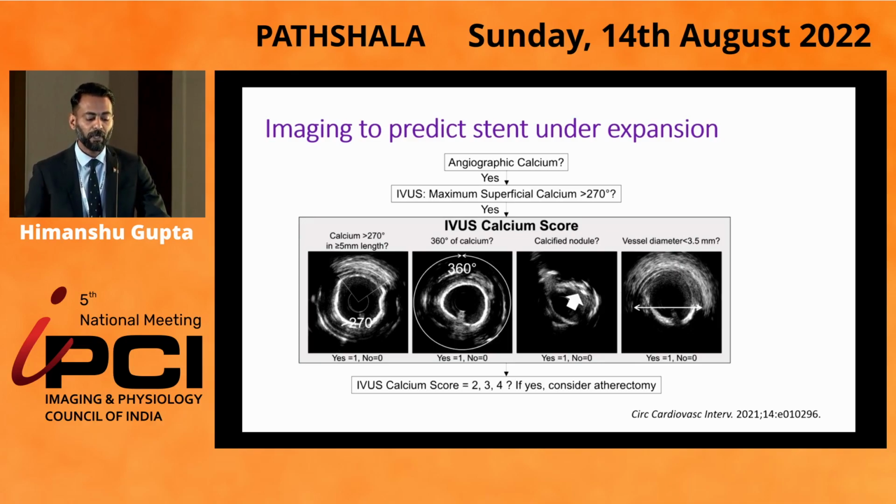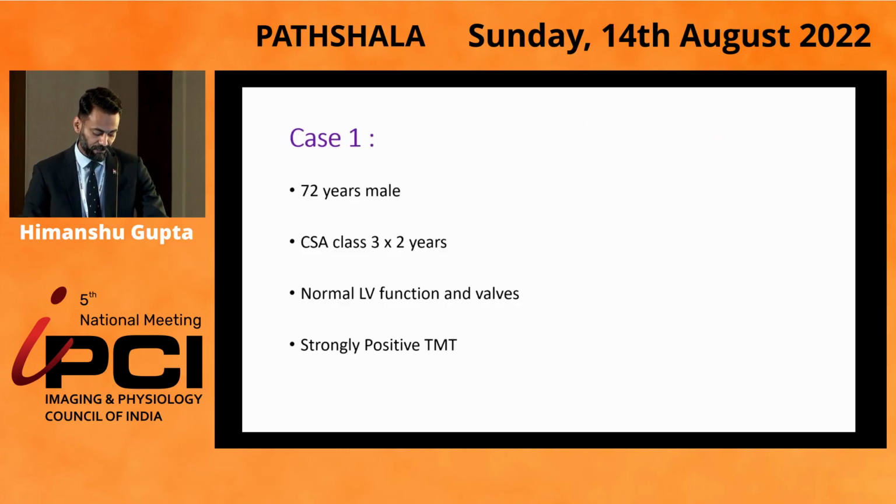If there is no calcium on the angio, then generally your stents will expand, with an exception of a calcified nodule without any angiographic calcification. After that, if the calcium score is more than 2, of course you go to an atherectomy-based strategy and then go step by step from there to have good stent expansion. So I'll just show a few cases.